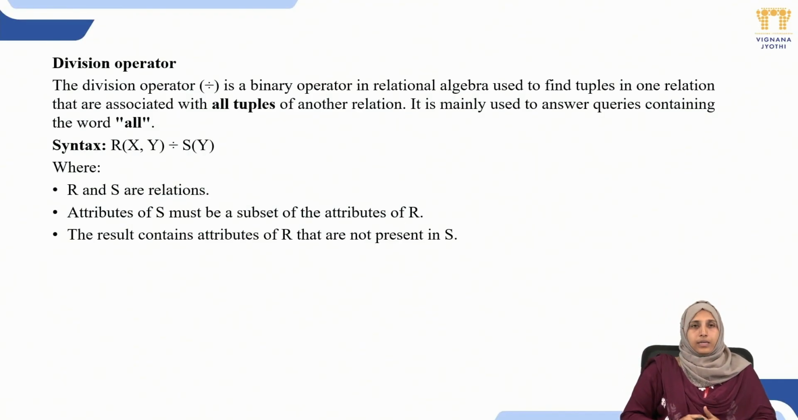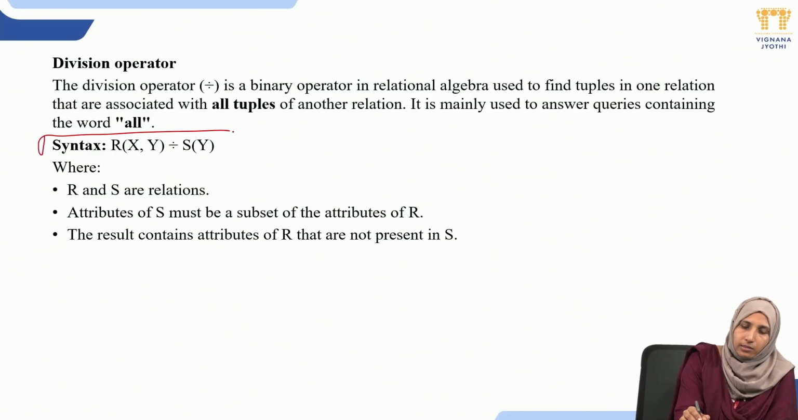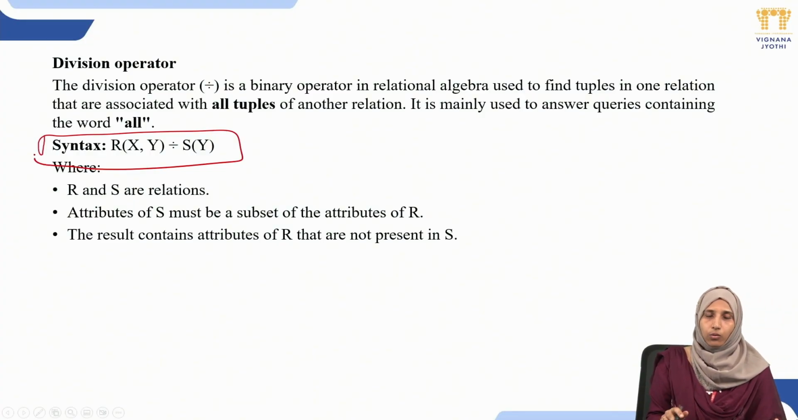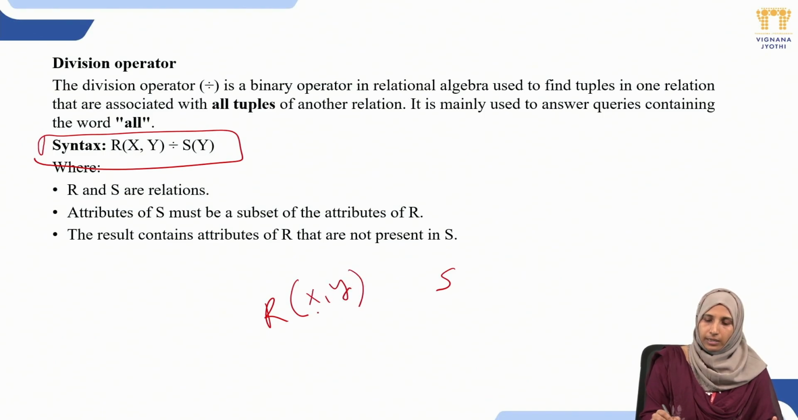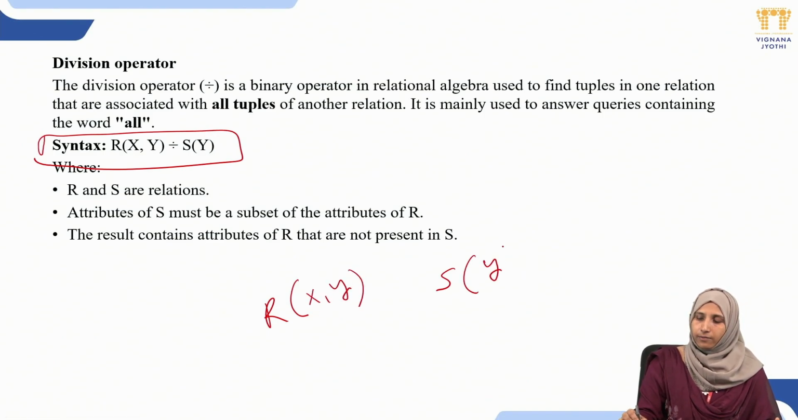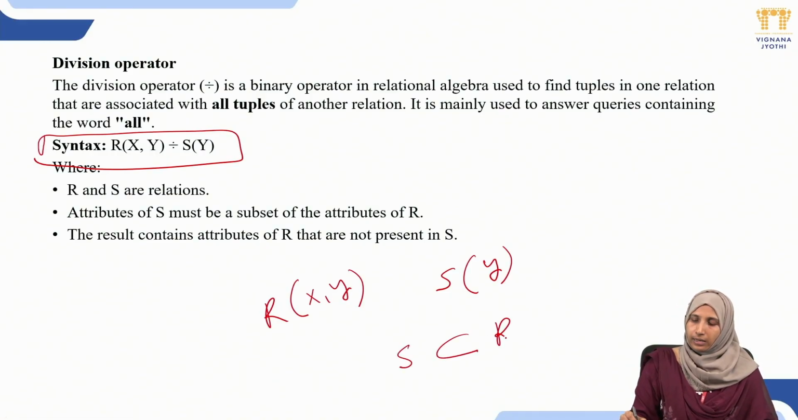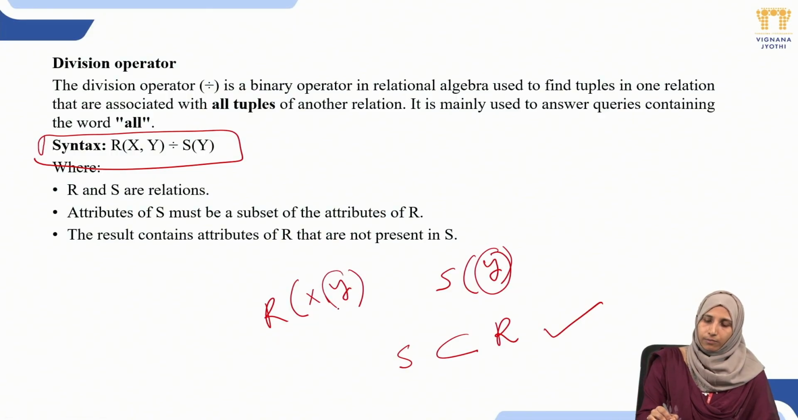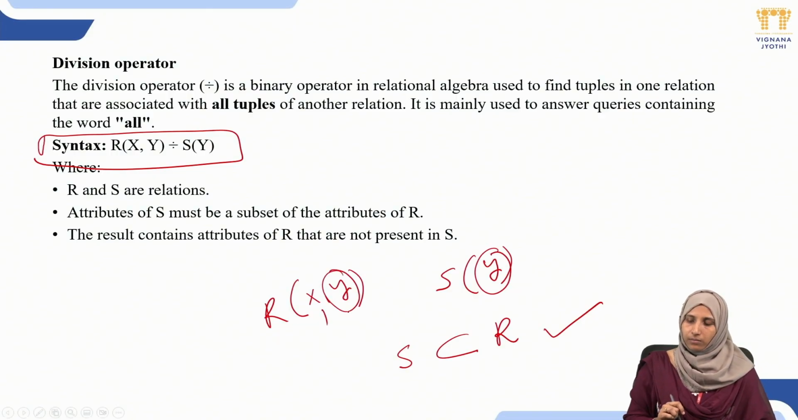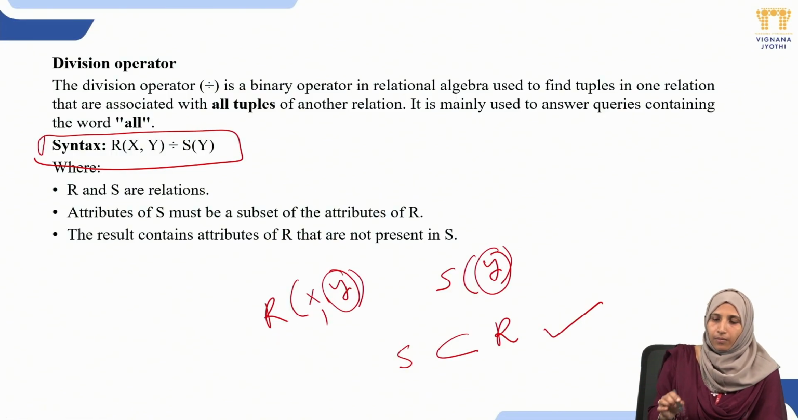Okay. Next comes the division operator. How does the division operator work? Look at this syntax. We are going with the concept of two tables, R and S. Imagine in R we have only two columns, that is X and Y, and in S we have only one column. Can we say S is a subset of R? Yes. Why? Because we have the Y column in my S, and I have the Y column in R. Yes or no? Yes. Now how does it work?